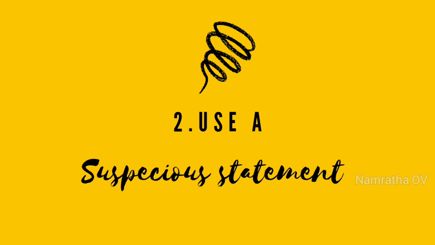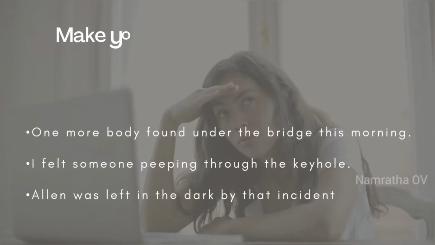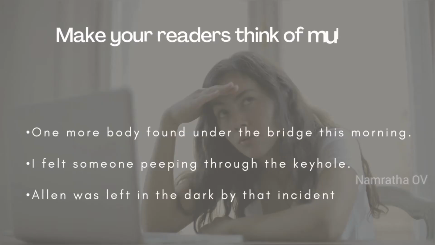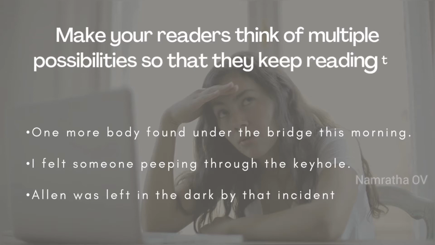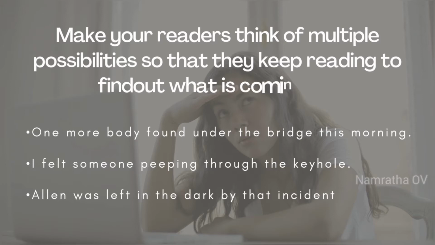Second way to begin your story can be a suspicious statement. Use any suspicious statement when you begin the story. So this statement can make your readers think of multiple possibilities of the outcome of the story. So this can make your readers quite curious, and the trick is this is mostly suitable to crime thrillers and suspense kind of stories. So use this when you are writing a crime thriller or a suspense story.